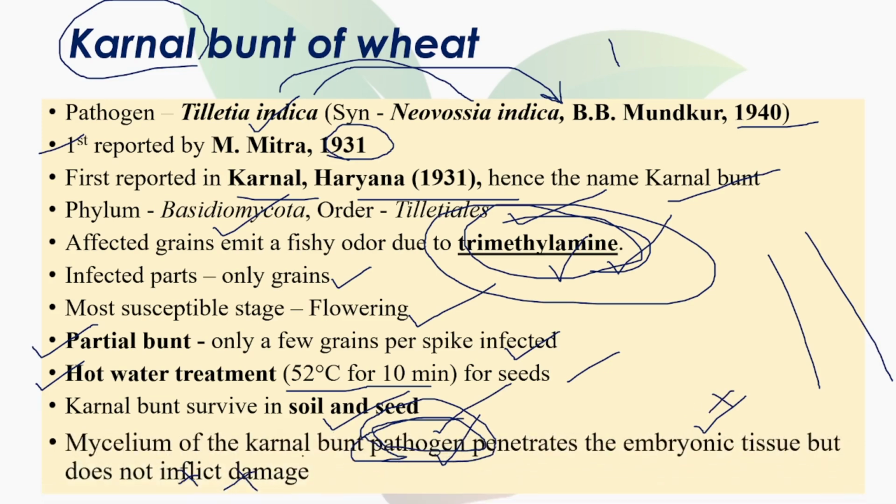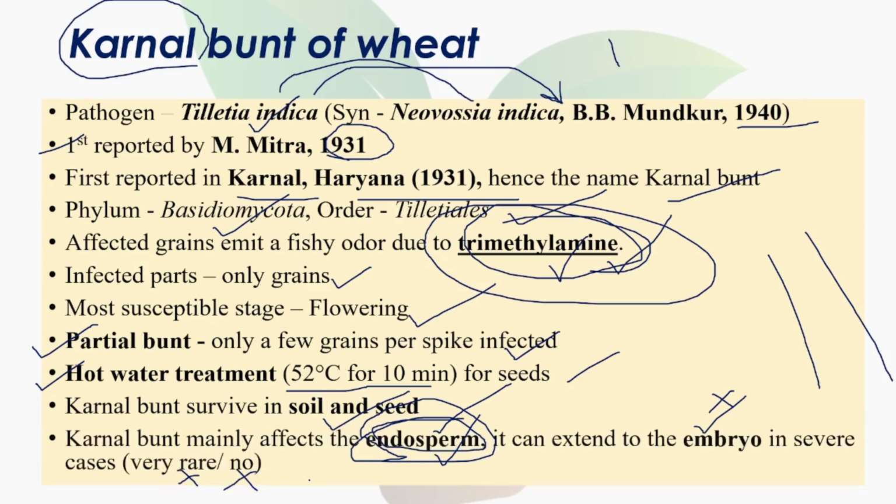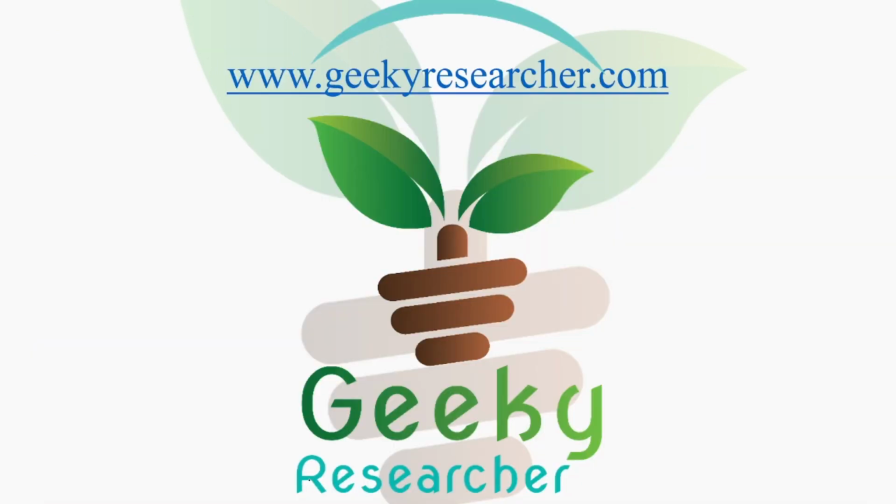That's why I mentioned this point. The mycelium of the Karnal bunt pathogen penetrates the embryonic tissue, but it does not inflict damage, which means it never causes damage to the embryo. It only causes infection to the endosperm, not the embryo. Okay, this is the end.